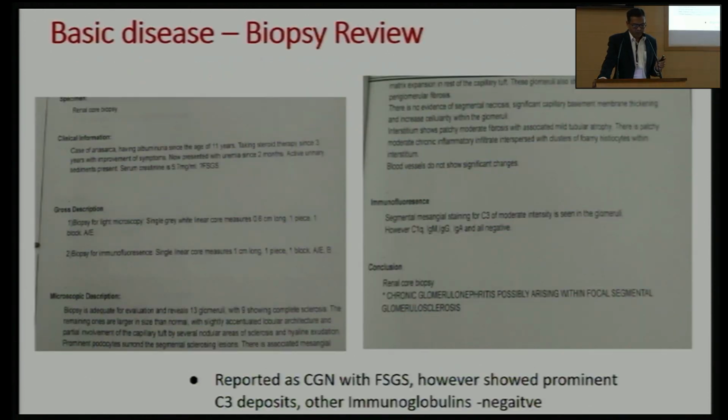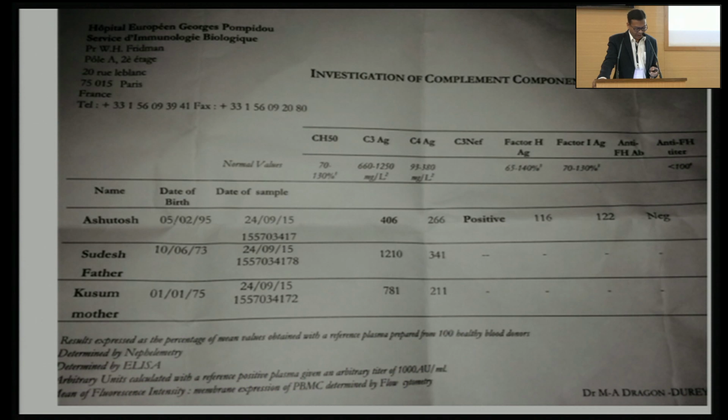The initial biopsy report called this MPGN with FSGS, but if you look closely, there is staining of C3 with moderate intensity. So this was basically C3 glomerulonephritis from the beginning, and this is the recurrence of C3GN in this patient. Immunoglobulins are negative, so the reporting was wrong. This was a case of C3GN, and we did the genetic analysis and antibody screening, and we found this patient has C3 nephritic factor, which was positive.